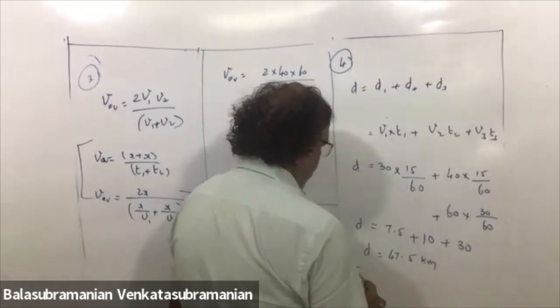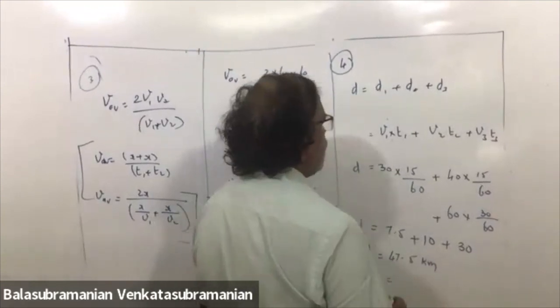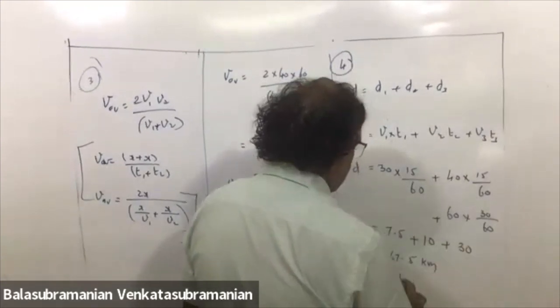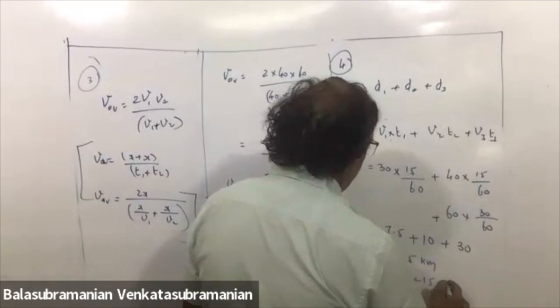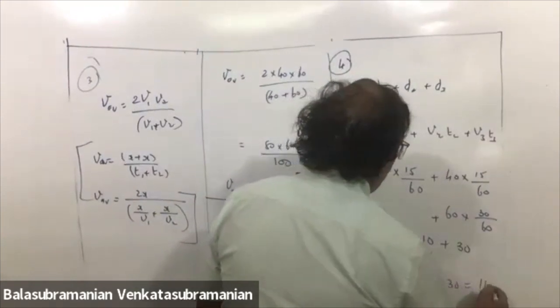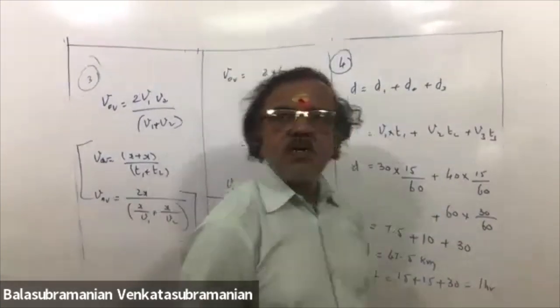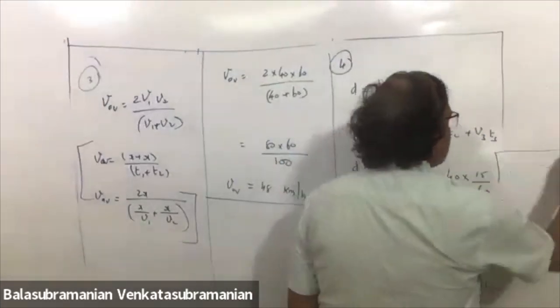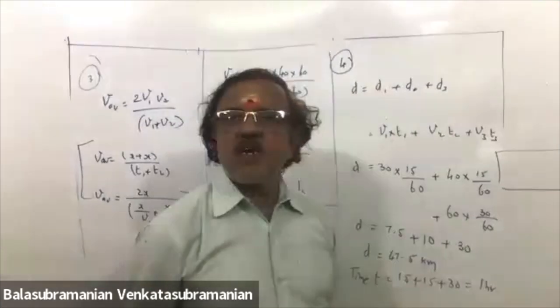Time, total time taken. 15 minutes, 15 minutes, 30 minutes. 15 plus 15 plus 30, 1 hour. Total time is 1 hour. Therefore, average velocity, that's what you have to calculate.